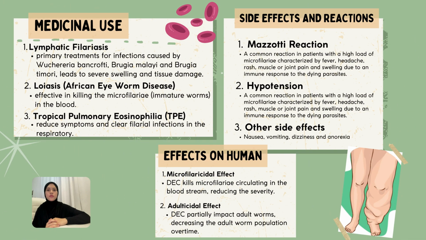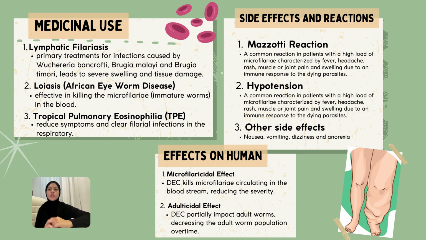The medicinal use of DEC is to treat lymphatic filariasis. This medicine is a primary treatment for infections caused by Wuchereria bancrofti, Brugia malayi, and Brugia timori that can lead to severe swelling and tissue damage. It is also used to treat loiasis, which is an African eyeworm disease, by effectively killing the microfilariae in the blood, and treating tropical pulmonary eosinophilia by reducing the symptoms and clearing filarial infections in the respiratory system.